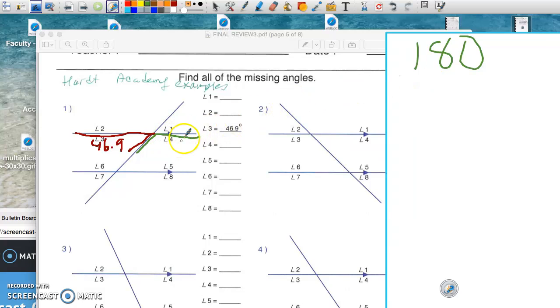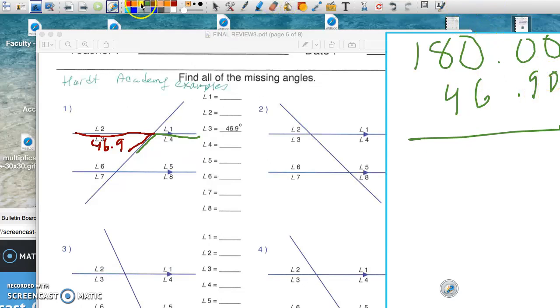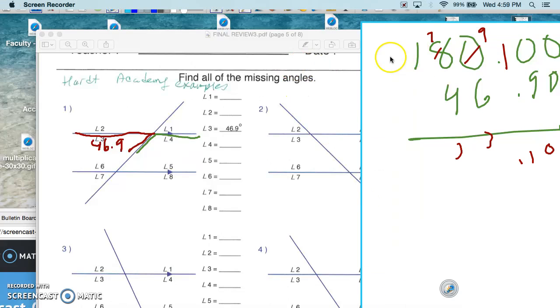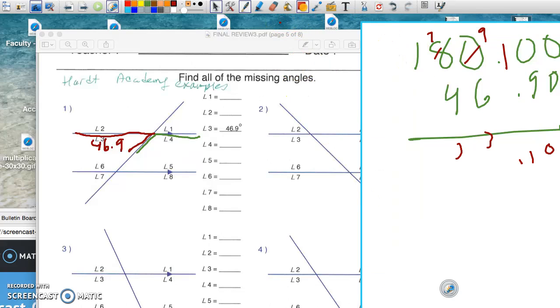So we know how to figure out how much angle 4 is, don't we? Yes, we do. Take 180, subtract what we already have. We practiced that on one of the previous pages. Remember that? 46.9. And we subtract. Change the colors here. Oh wait, I don't think I did that part on camera.